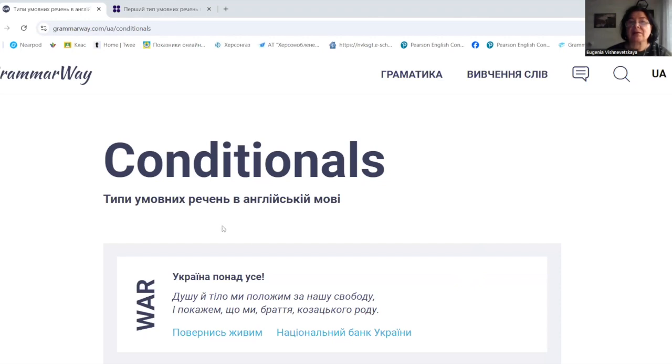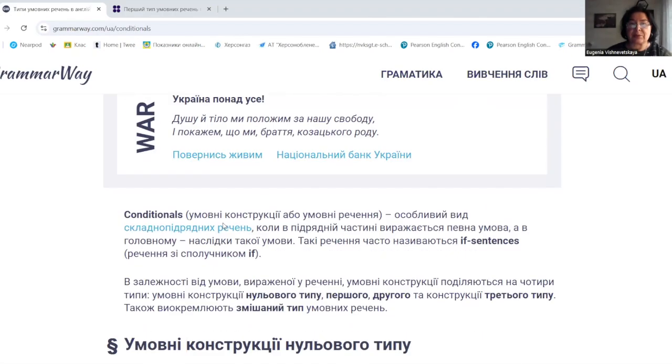Conditionals – умовні речення в англійській мові. Today we'll deal with two types of conditional. Conditional number 1 and conditional number 2.